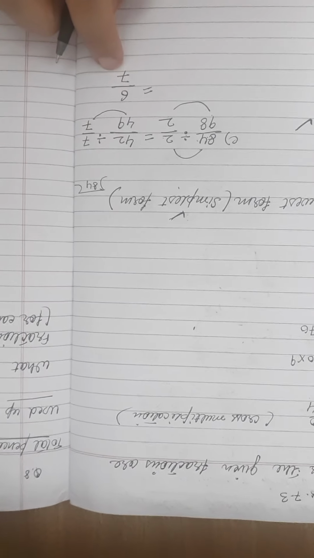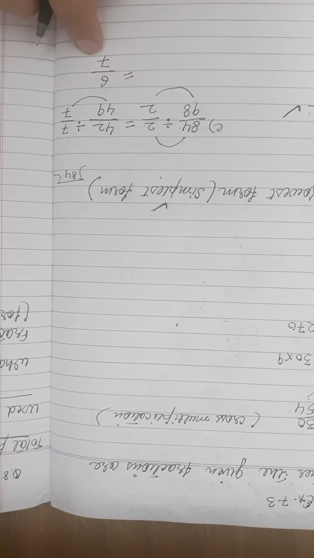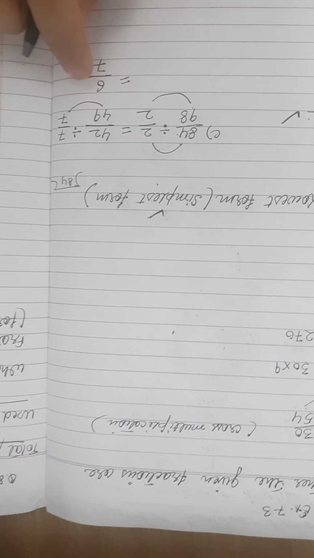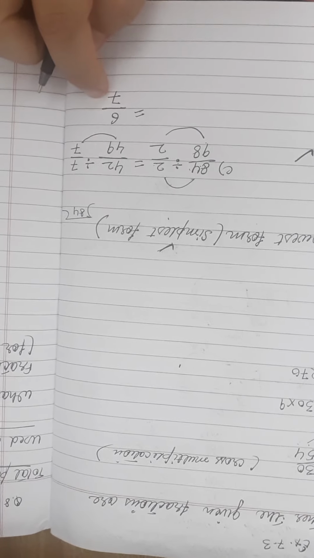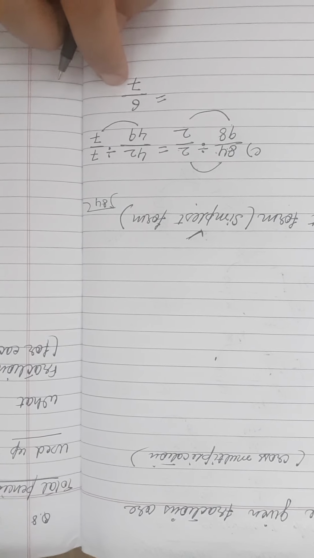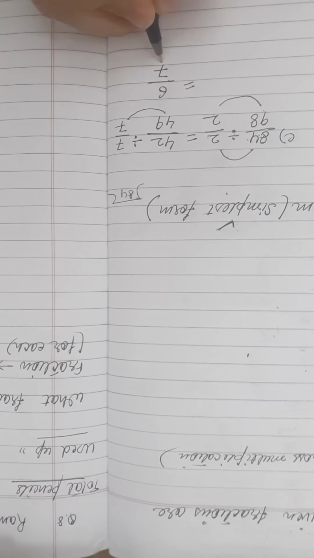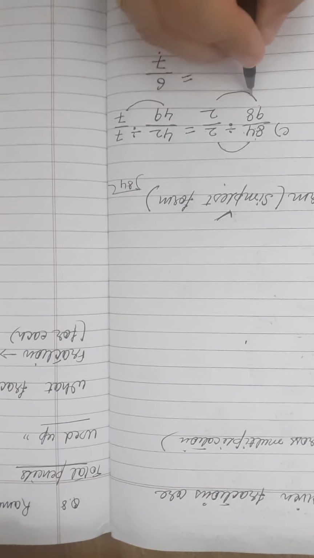Again 6 and 7. They have only one table, which is the table of 1, in which both the numbers come. They are consecutive numbers, so there is no other table in which 6 and 7 come. So 6 by 7 is the reduced form of 84 by 98.